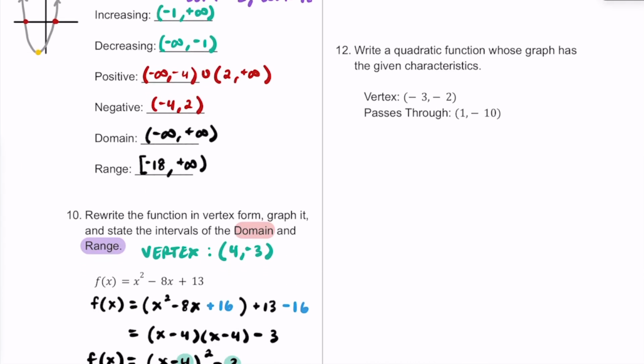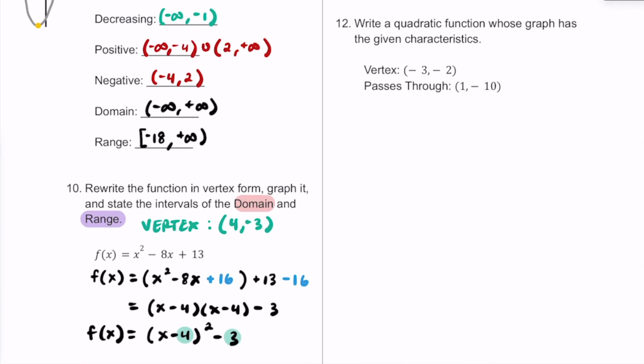All right, for number 12, let's go ahead and see if we can write a quadratic function whose graph has the given characteristics. The vertex here is going to be -3, -2. So when we know that the h value is going to be -3 and the k value is -2 if we're using vertex form. And it says it's going to pass through 1, -10, so that's an x value and a y value. So if we're given the vertex, we might as well go straight to vertex form. So I'm going to go ahead and write f of x and just kind of write that skeleton out. It's a times the quantity of this x minus h squared plus k.